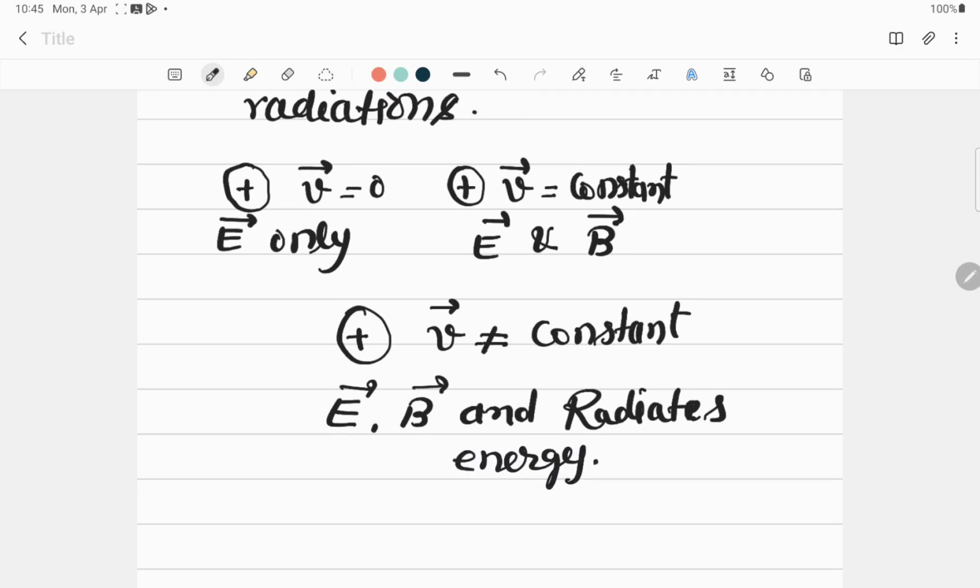So let me explain it to you. If any charged particle is not moving but is stationary, then it will produce electric field only. And if the charged particle is moving with some constant velocity, then it will produce electric field and magnetic field both. And if the charge is moving with non-constant, varying velocity, then it will produce electric field, magnetic field, and it will also radiate energy.